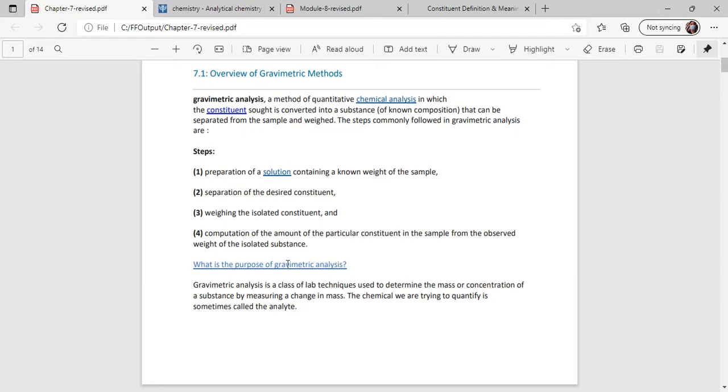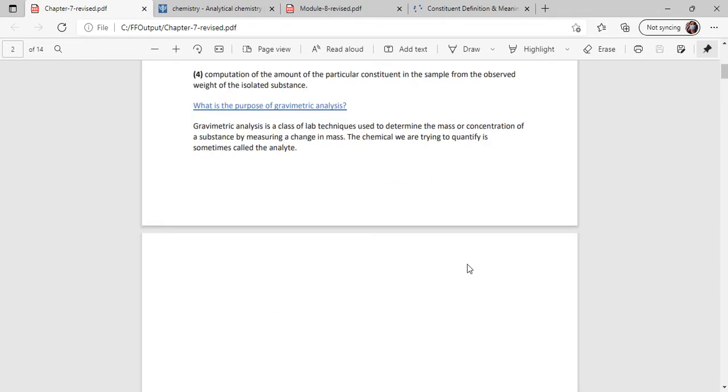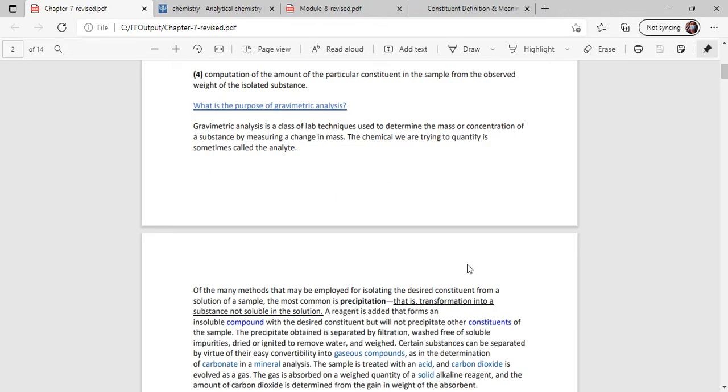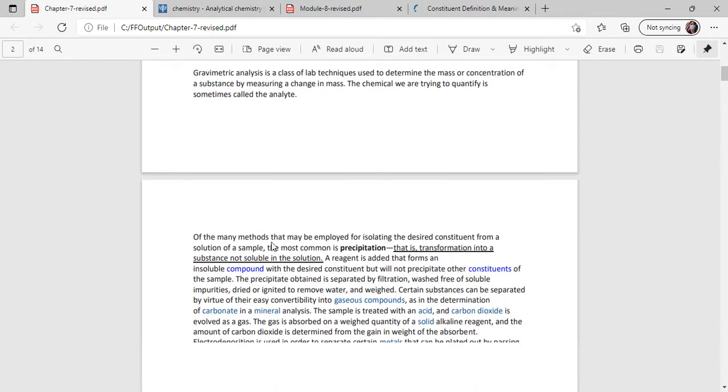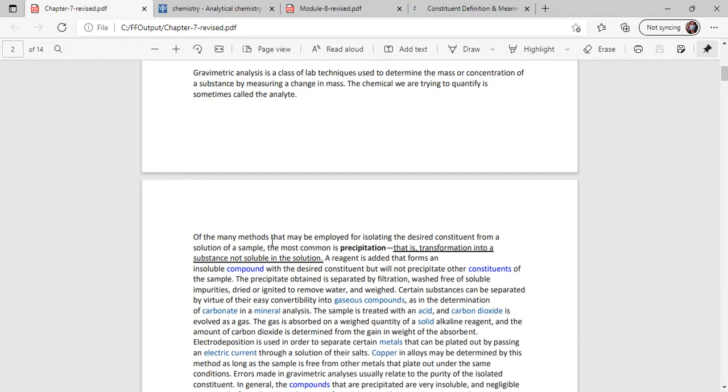So what is the purpose of gravimetric analysis? Gravimetric analysis is a lab technique to determine the mass or concentration of a substance by mass. The chemical that we are trying to quantify is what we call your analyte. Of many methods that may be employed for isolating the desired constituent from a solution of a sample, the most common is precipitation.